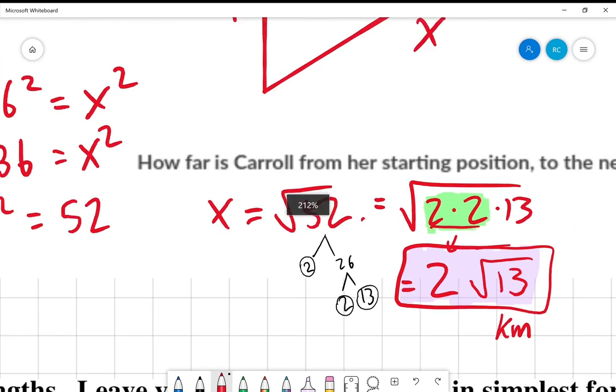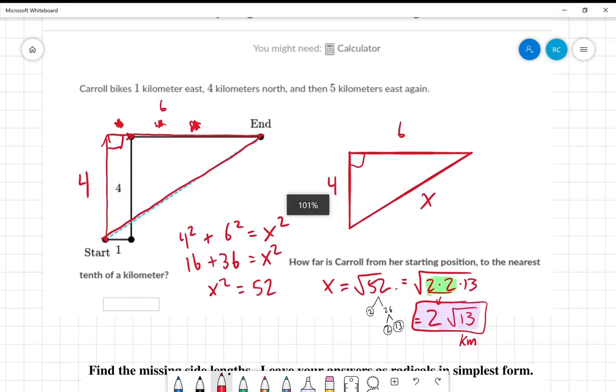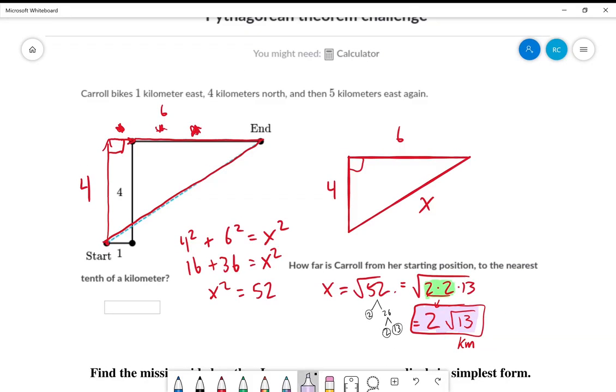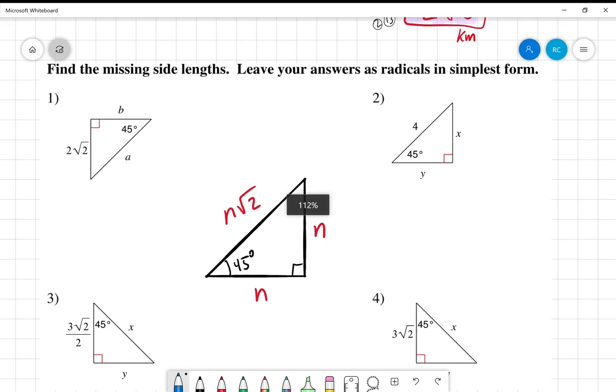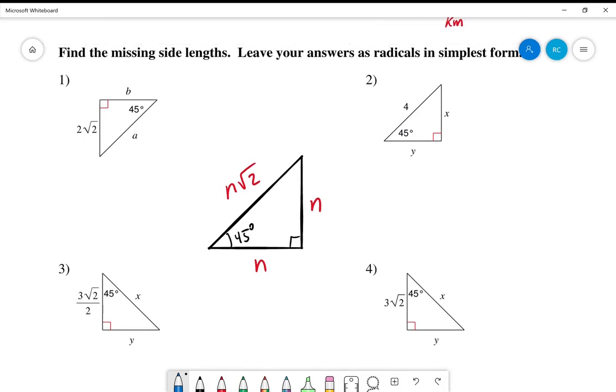That said, looking at the actual problem, it does say to the nearest tenth of a kilometer. So it looks like we're going to have to use that calculator anyway. I'll make sure to leave a time tag in the comments for these problems.